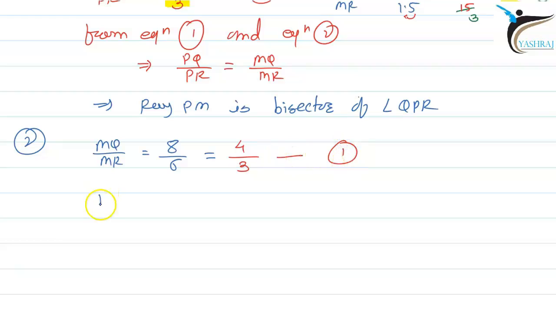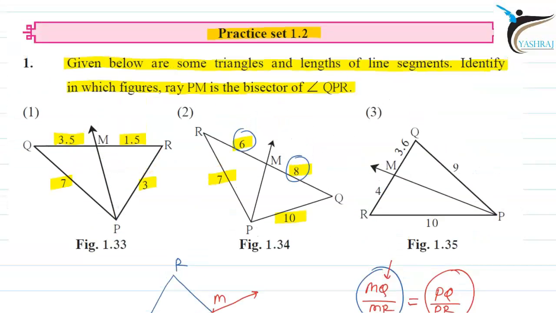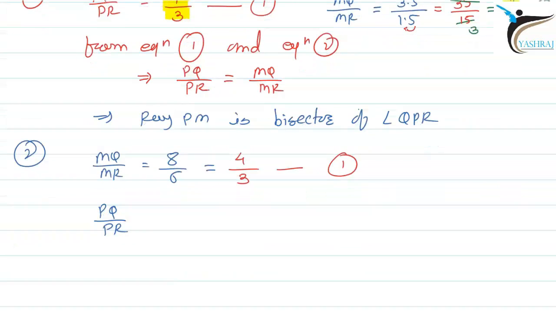Now let us evaluate PQ divided by PR. Looking at the figure, PQ is 10 and PR is 7. So PQ divided by PR equals 10 by 7. There is no common divisor between 10 and 7. I call it equation number 2. Now look at the RHS of equations 1 and 2.